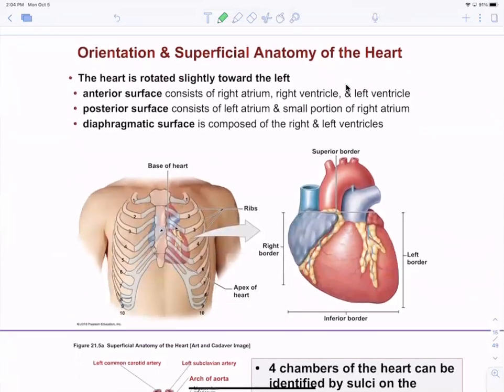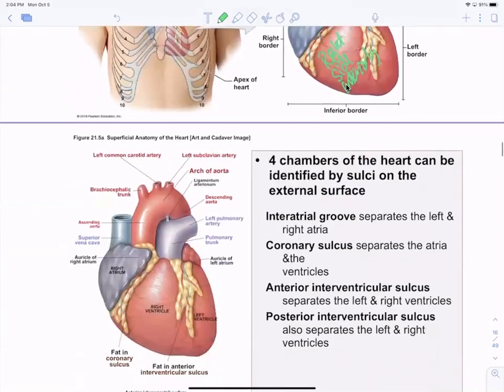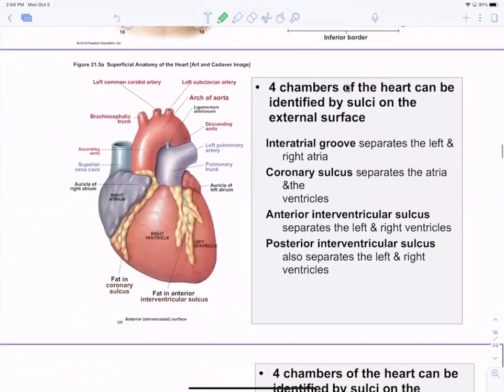Orientation, again, it's slightly to the left and rotated so you see more of the right side anteriorly. So you see more of the right side on the anterior surface and more of the left on the posterior surface. We have the four chambers of the heart. You have the right atrium and the right ventricle. Then you have the left atrium and the left ventricle.